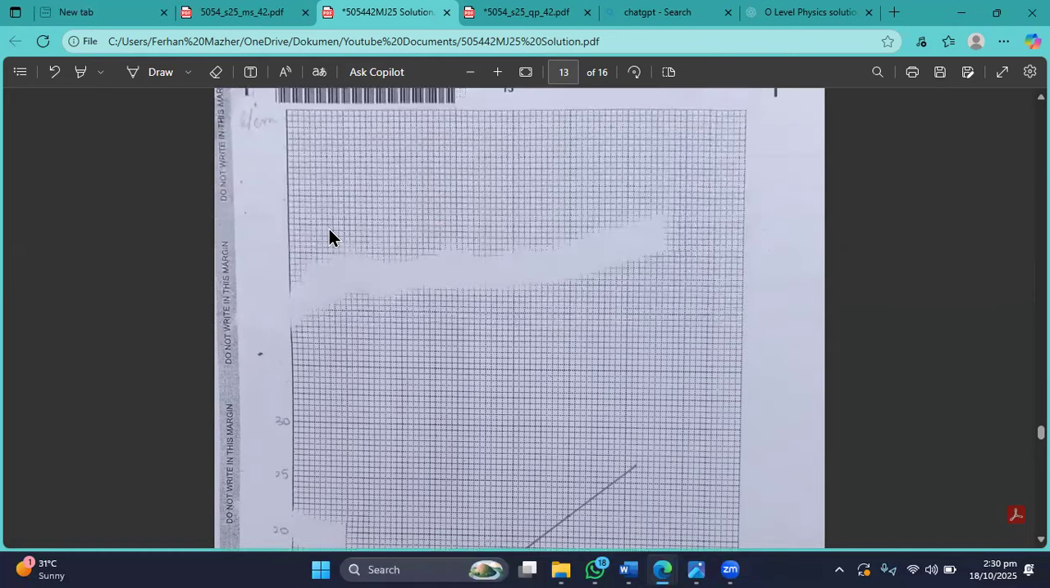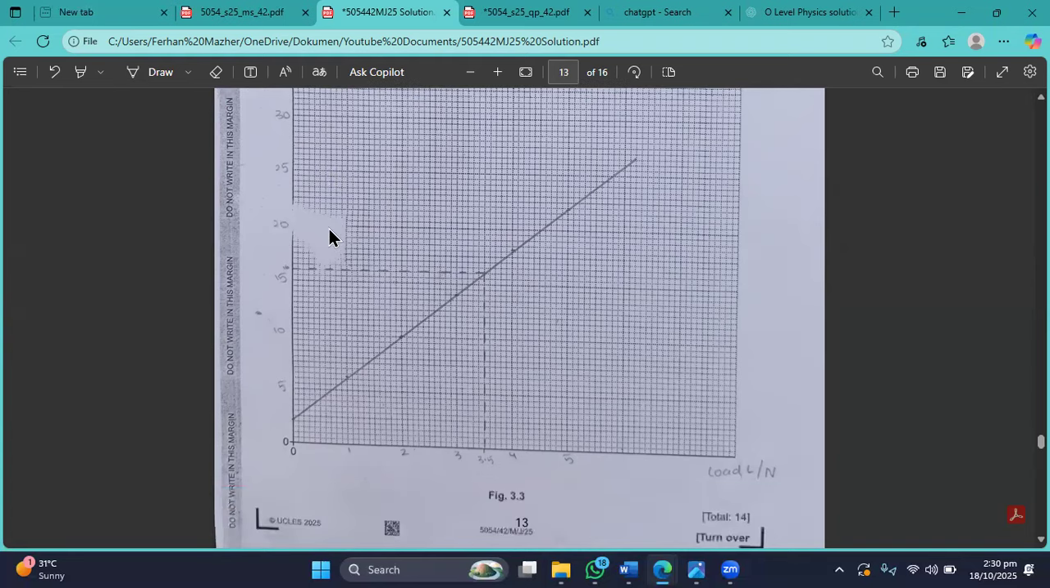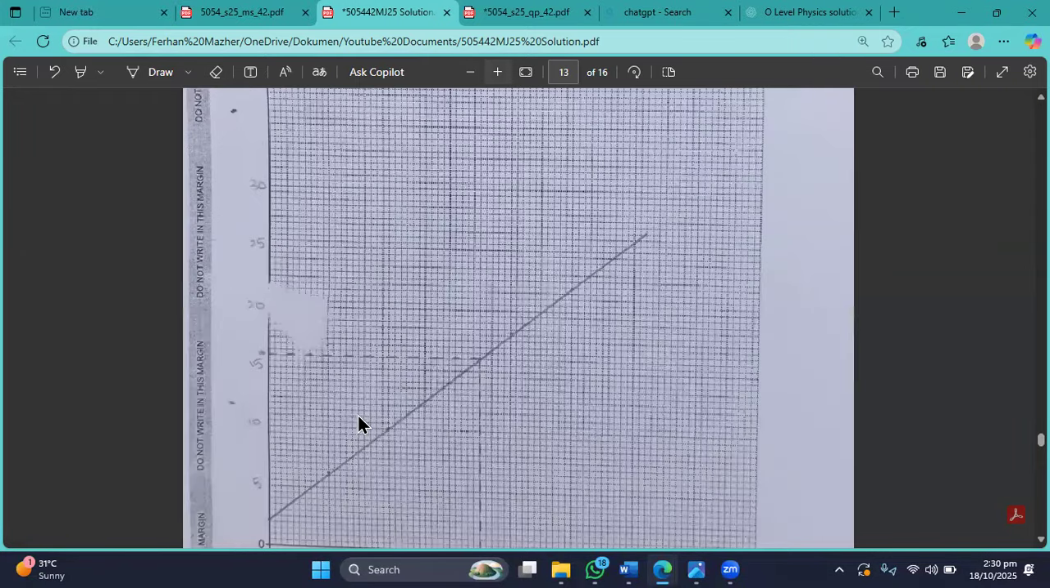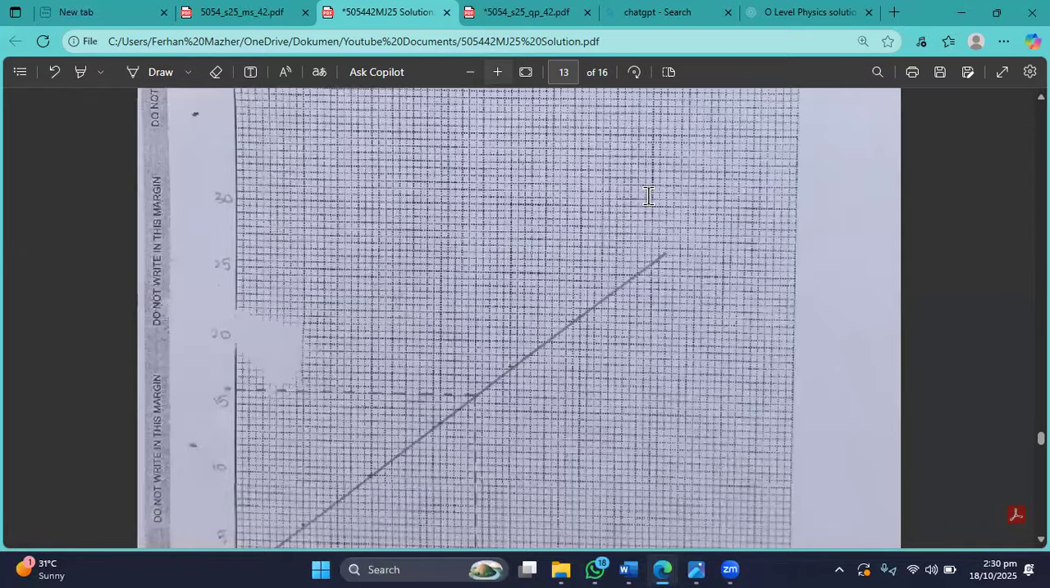You can see here, Fatma has labeled it as small l, the length of the spring in centimeters. And on the x-axis, she has labeled load, capital L, and the units are Newton. Then she plotted those points. Those points have been plotted here. Which points? I can show you.